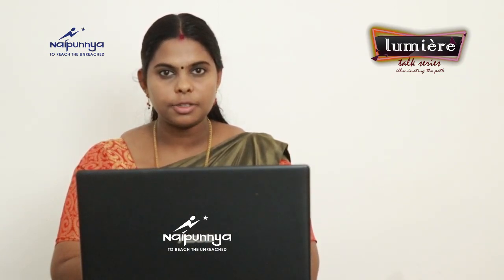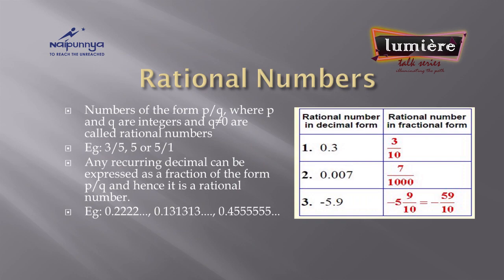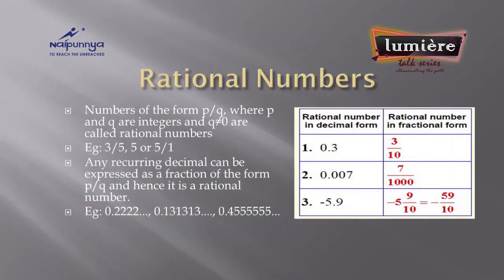The next category of numbers is rational numbers. The rational numbers can be written in the form p by q, where q is not equal to 0, which means the numerator p as well as denominator q are integers and the denominator should not be equal to 0. For example, 3 by 5, 5, etc. You may be wondering why this 5 comes under the category of rational numbers. It is because 5 can be written in the form 5 by 1. Similarly, 100, 500 and all come under this category because these all can be written in the form 100 by 1 or 500 by 1.